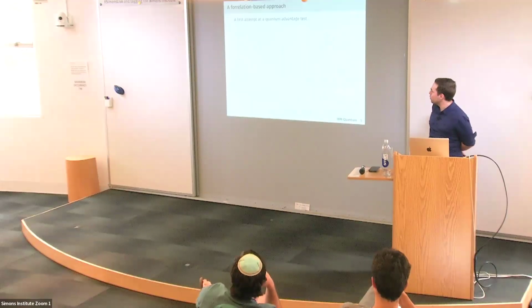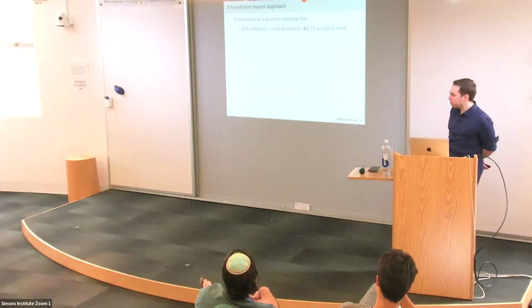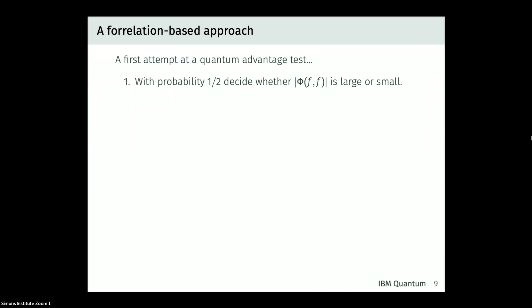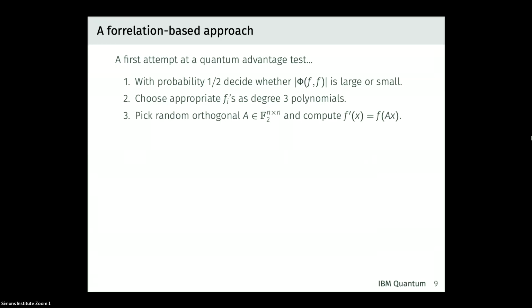Okay, so here's what we're going to do. With probability a half, we're going to decide, do we want to construct an instance of forrelation where the magnitude is large or small? We're then going to choose these f_i functions appropriately. If we want to make it large, then we can choose each one of them to be very close to 1 so that the product is close to 1. If we want to make it small, we can choose random values, and then it's going to be close to 0. Then we're going to pick a random matrix A, and then we're going to compute the coefficients of f prime of x, which is f of Ax.